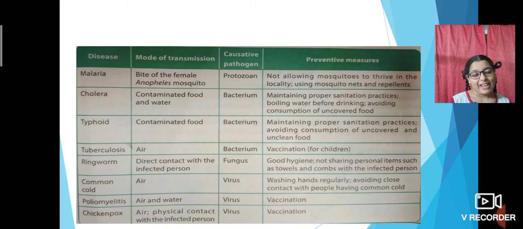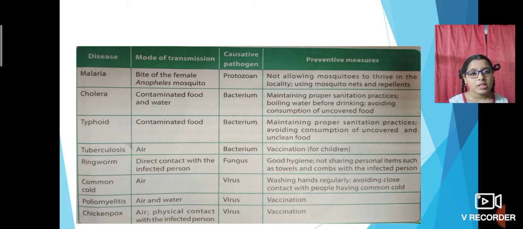The vaccination is done for children under the age of 5 years. Once the vaccination is done, it is present in our body, and it helps to fight against tuberculosis. And the fifth disease is ringworm. Ringworm is transmitted by direct contact with an infected person. If a healthy person comes in close contact with an infected person, the ringworm disease may enter the healthy one.